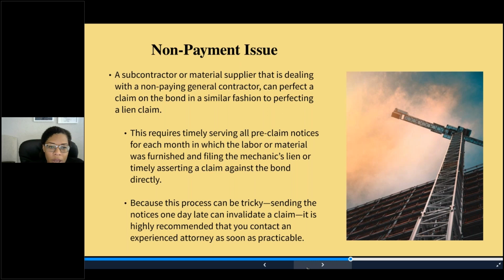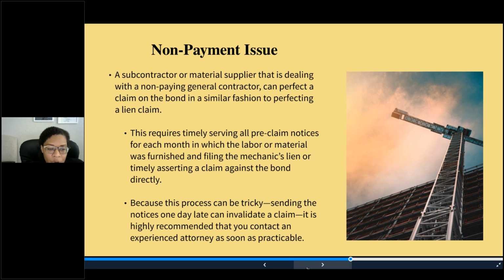If you or your company worked as a subcontractor on a project with a payment bond in place, you should immediately, as soon as you realize that there's going to be non-payment issues, make sure that you get in place your claim. Get all the documentation that you need to file a claim immediately, because you want to make sure that you submit notice timely.